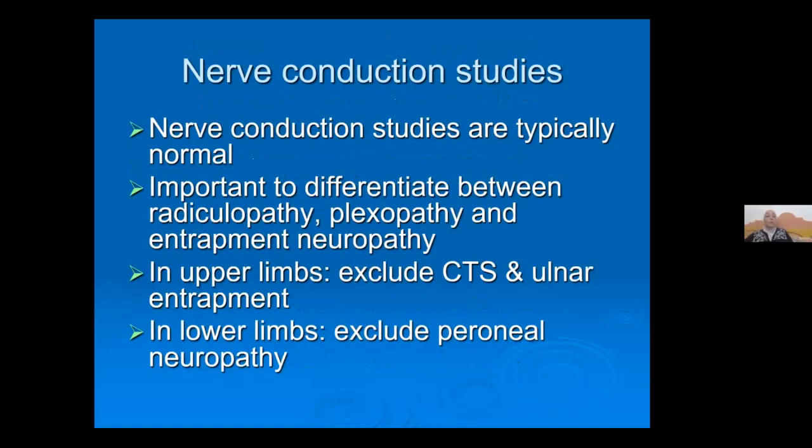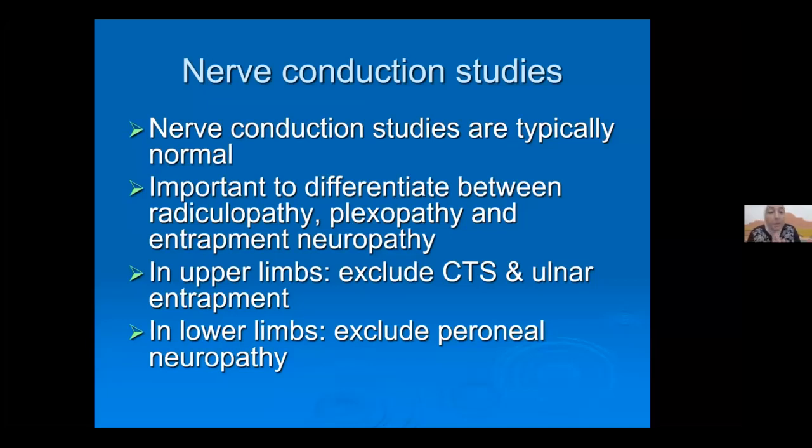Nerve conduction studies are typically normal in radiculopathy. It's important to differentiate between radiculopathy, plexopathy, and entrapment neuropathies. Plexopathies are not as common as radiculopathy, and these are the most difficult to differentiate, but entrapment neuropathies are easy to differentiate from radiculopathy. That's why in the upper limb we have to exclude carpal tunnel syndrome and ulnar entrapment, and in the lower limb, we have to exclude peroneal neuropathy.